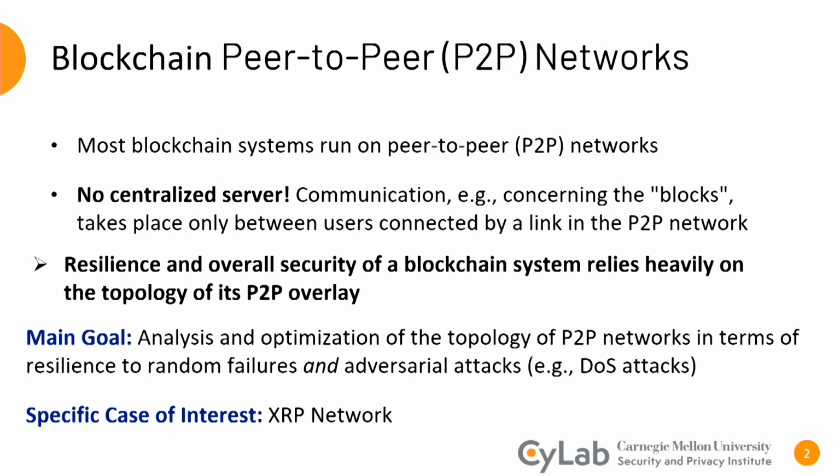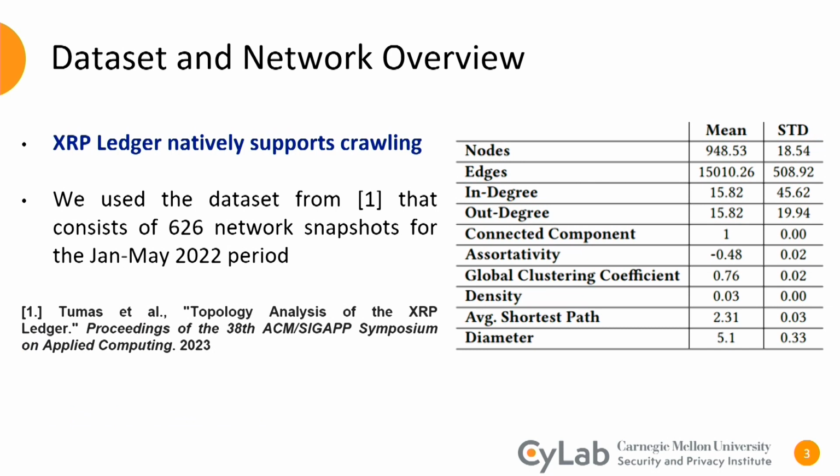A typical adversarial attack could just be a denial of service attack. And a specific case of interest was the peer-to-peer network of Ripple or XRP. An important piece of information here is that the XRP Ledger has a native crawler, so anybody can actually get this data at any point in time. The specific data set we relied on was from a paper by Thomas et al. from 2023, where they crawled the data from XRP's peer-to-peer overlay for the period of January to May 2022. But we are in the process of getting more data on this one.